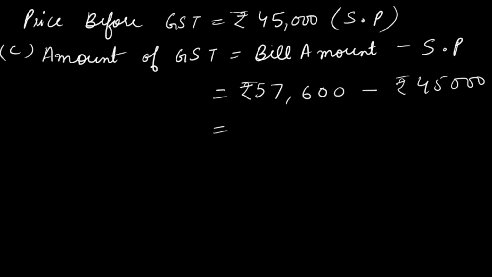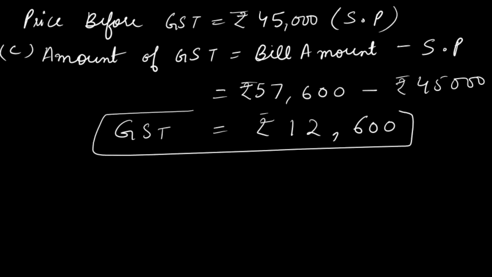If you do the subtraction, what will you get? Tejas has given the answer, good. So 12,600. So the amount of GST is equal to 12,600. I hope someone else can also share the answer. Only one student has given the answer, and I didn't do any calculation here. Are you all getting 12,600?